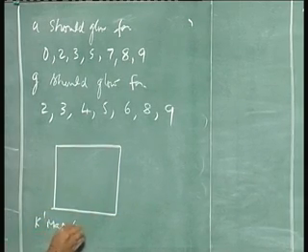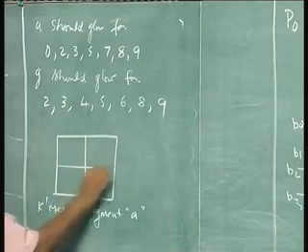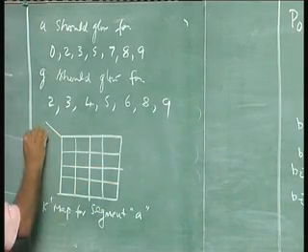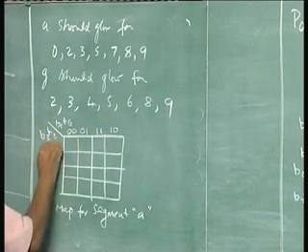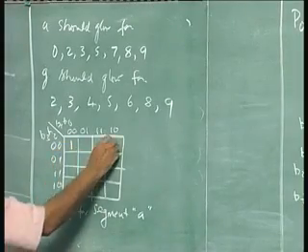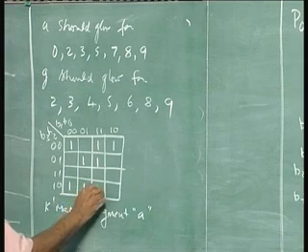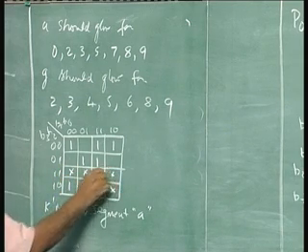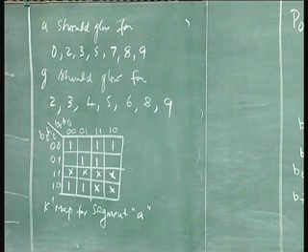K-map for segment A. B3, B2, B1, B0. It is 1, 0, 1, 1, 0, 1, 0, 1, 1, 1. This is the map for the A segment. Everybody agrees? Any problem? Any mistakes? Is it all right? Have you mapped it properly?